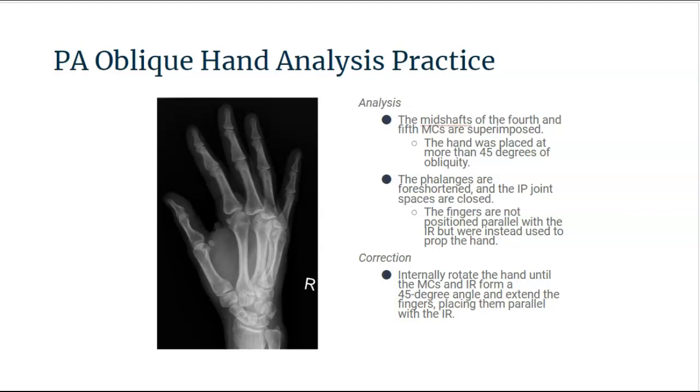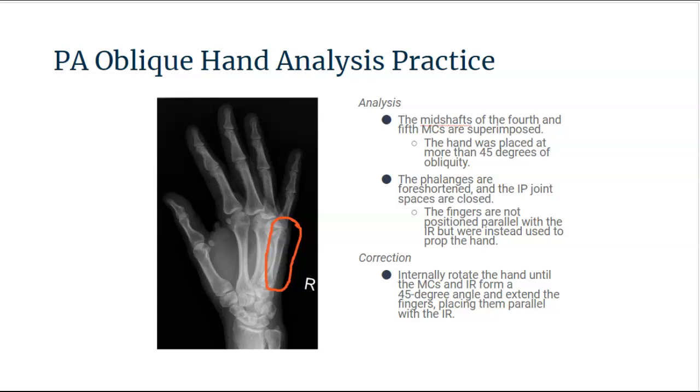So let's take a look at this first practice hand analysis. We can see that automatically there's a rotational problem. When you look down here at the fourth and fifth metacarpal midshafts, they are nearly superimposed here. That should automatically indicate to you that we are in excessive obliquity. Also, the phalanges here are foreshortened and the interphalangeal joint spaces are closed. This means that the hand, when fingers were in extension, all the fingers were still touching the IR.